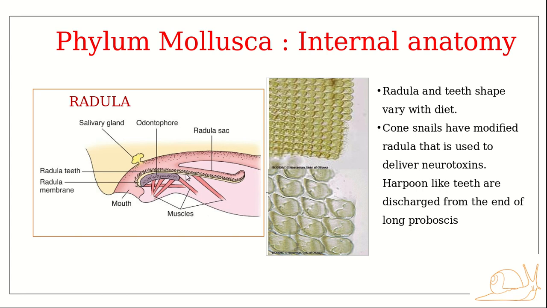It is present in the oral cavity. This is the mouth, and this is the buccal cavity region. The buccal cavity contains these radular teeth, and this is typically the rasping organ, the organ meant for rasping the algae present on the rocks, etc.